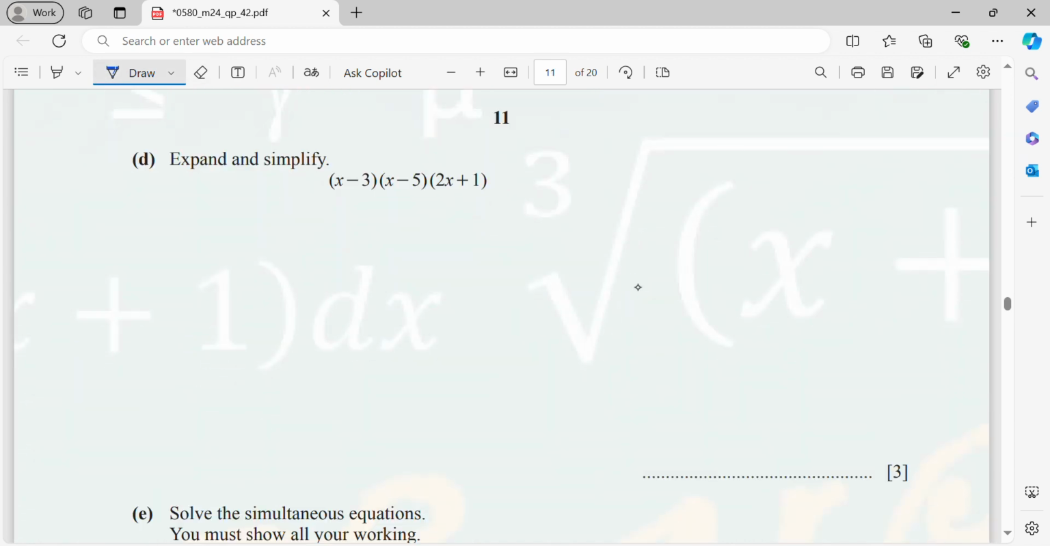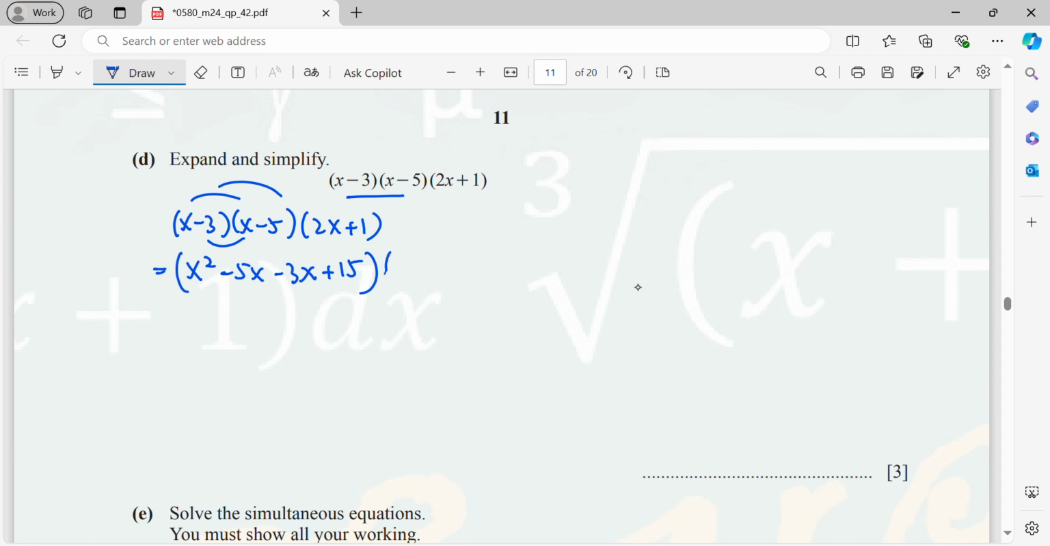Okay, D, expand and simplify. So now what I need to do is I will expand first 2. So x minus 3 times x minus 5. I solve these two first. So that will be, just do expansion, x squared minus 5x, then minus 3x, minus 3 times minus 5 is plus 15. Then multiply with 2x plus 1. Then now simplify the first bracket. It will be x squared minus 8x plus 15 multiplied with 2x plus 1.